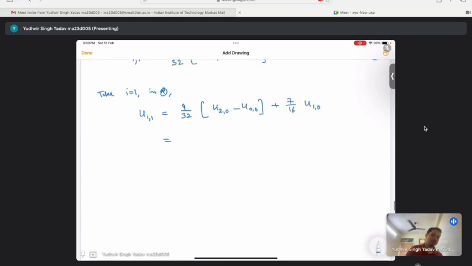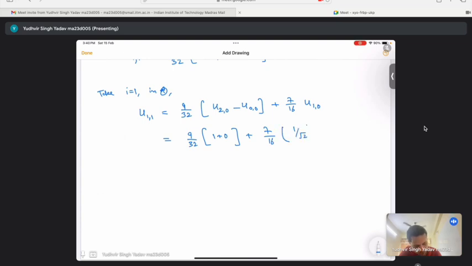Now from the given initial conditions and boundary conditions we have the values of these nodal points. So this will be 9/32 times (1 + 0) + 7/16 times 1 by root 2, and it will be equal to 0.59061.